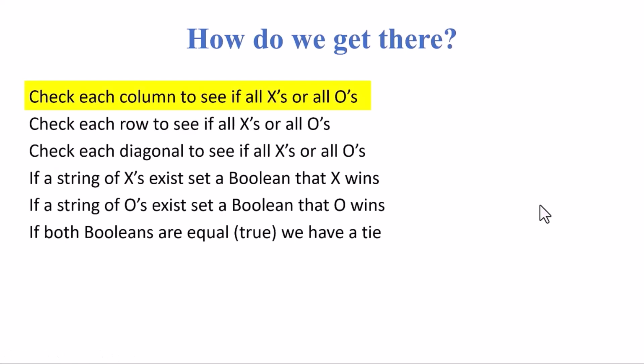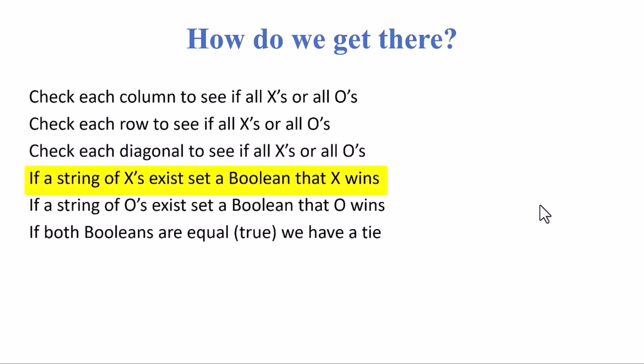Well, we check each column to see if all X's or all O's. We check each row to see if it's all X's or all O's. Then we check each diagonal. There's 2 of them, going from the top left down to the bottom right, and the top right down to the bottom left. We check each of those to see if there's all X's or all O's.